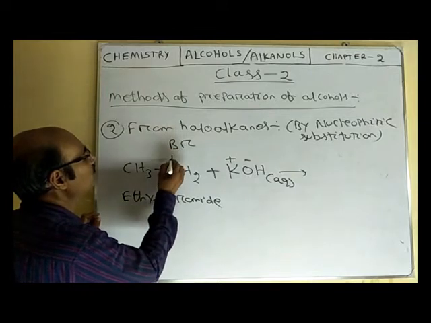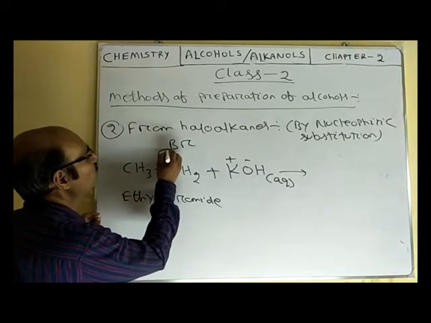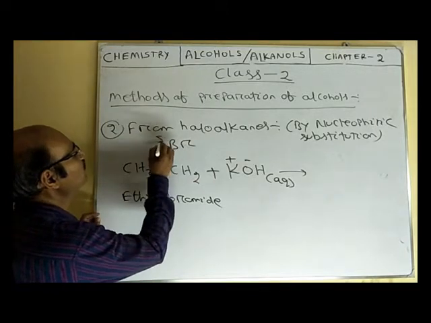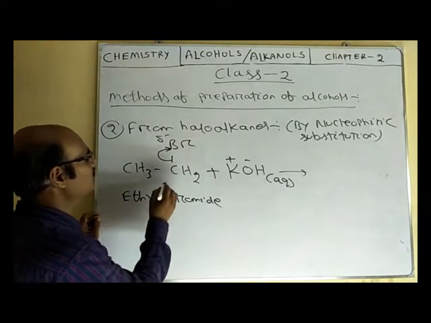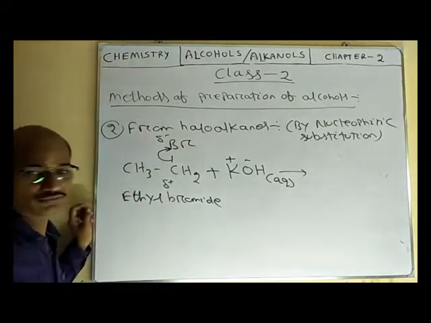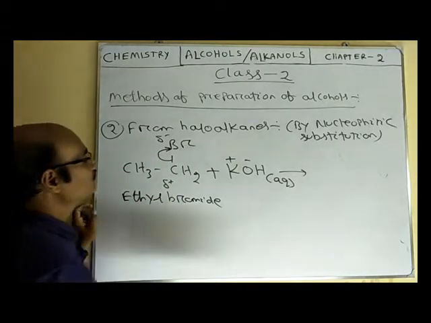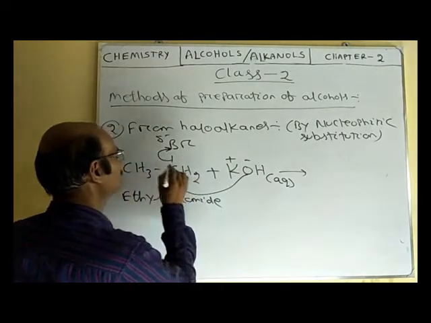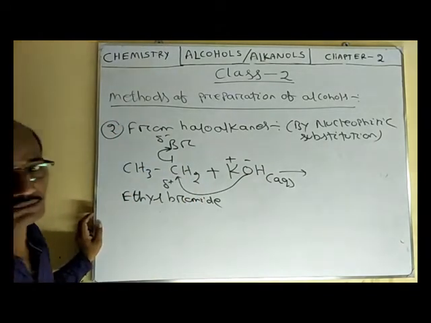Here in CH3CH2Br, the bromine has a partial negative charge, and the carbon attached to it has a partial positive charge. Now this nucleophile will attack this carbon. So what will you get?